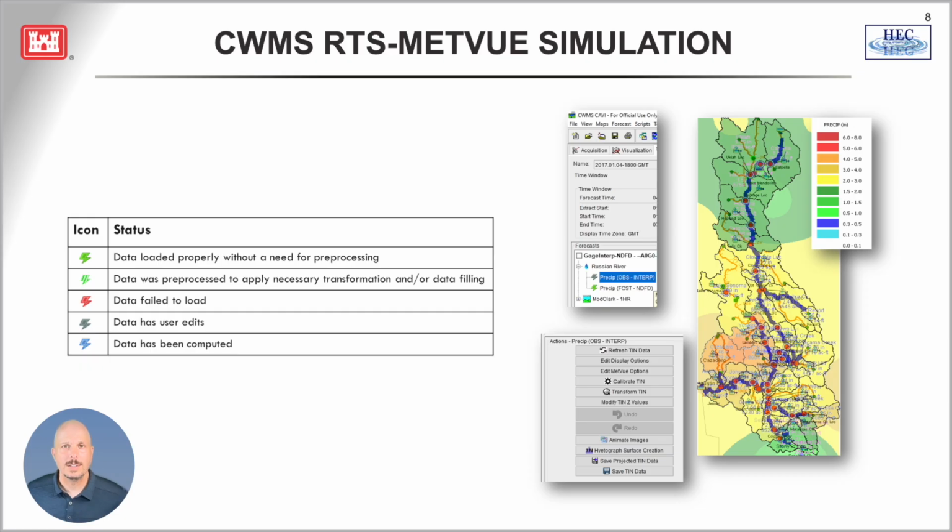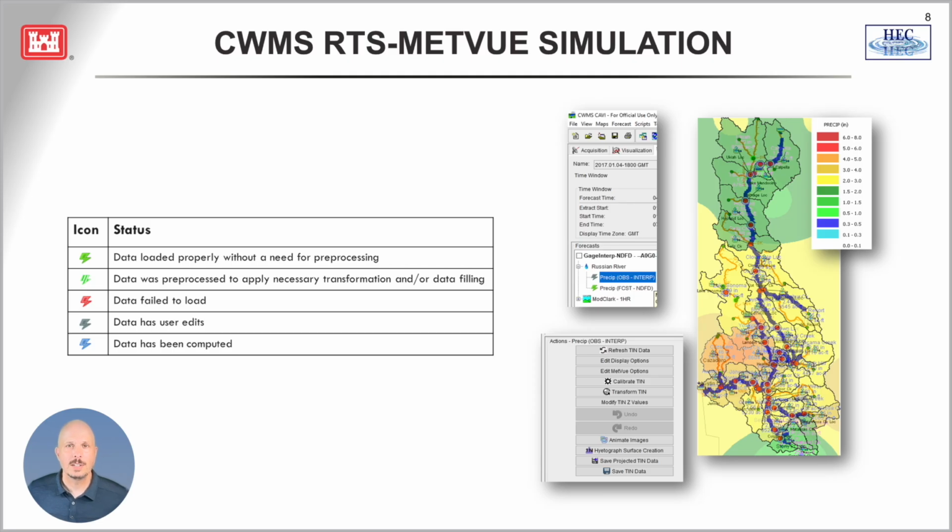Let's talk about the RTS model alternative simulation. The MetVue model alternative will list the various input map window nodes in the forecast run tree. Each map window node has color-coded lightning bolt icons to indicate the state of its data, especially whether or not the data successfully loaded. Solid red if the dataset failed to load, solid green if successfully loaded.